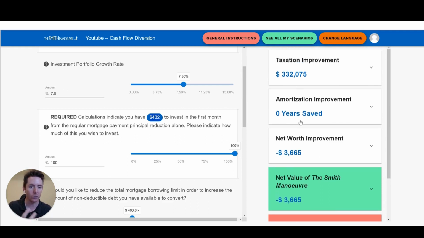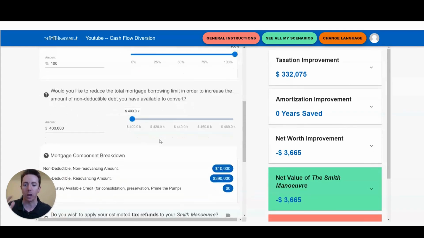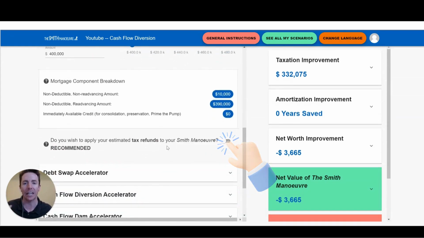But over here, look at this. We don't see too much happening over here. We've got some taxation improvement, but we don't have anything cut off our amortization. Why is that? Well, because we haven't exactly set up the plain Jane Smith Manoeuvre yet. That's where this comes in.